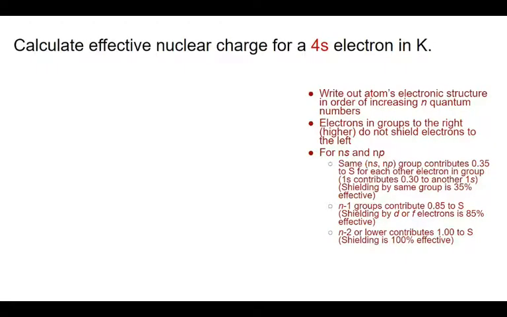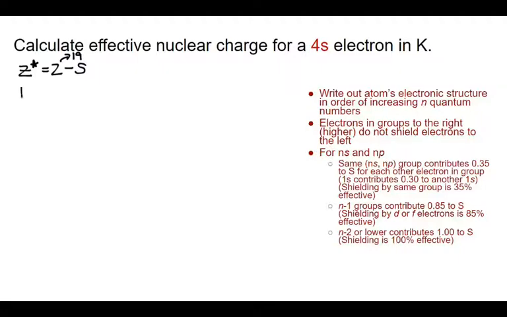So here we're going to calculate the effective nuclear charge in a 4s electron in potassium. So we know that effective nuclear charge equals the nuclear charge minus the shielding. We can get the nuclear charge from the atomic number of potassium, 19. And so now we just need to calculate the shielding. In order to do that, we'll follow the instructions on the right.